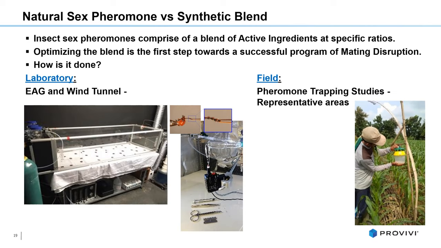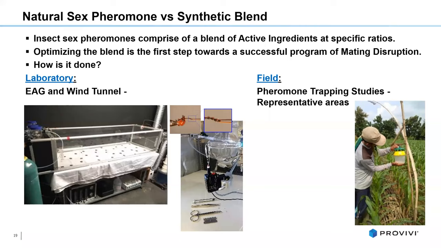So we call this blend optimization, because the natural sex pheromone does not comprise a single active ingredient. It's a mixture of active ingredients in specific ratios. So optimizing that blend is the first step towards a successful mating disruption program. It is done both in laboratory as well as field situations.